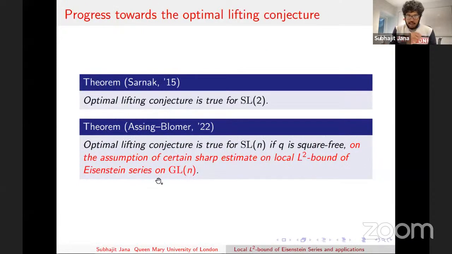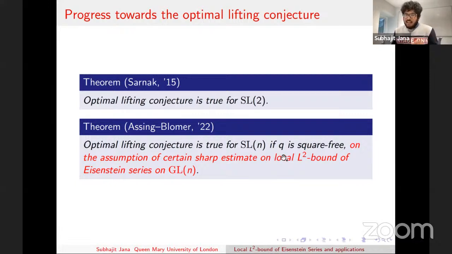Let me again talk about the progress towards this conjecture. The first is due to Peter Sarnak himself in 2015: the optimal lifting conjecture is true for SL2. The second is very recent, due to Edgar Assing and Valentin Blomer in 2022. They proved that if Q is square free, the optimal lifting conjecture is true for SLN, but on the assumption of a sharp estimate of the local L2 bound of Eisenstein series. So this is a mouthful.